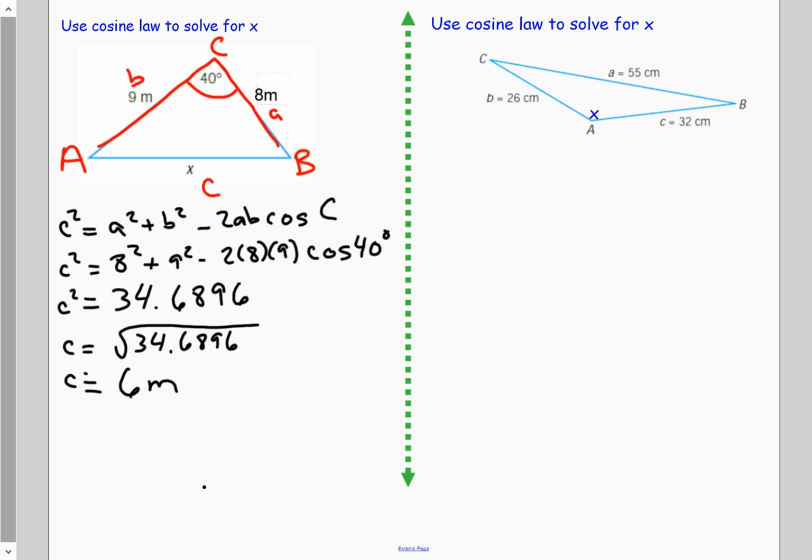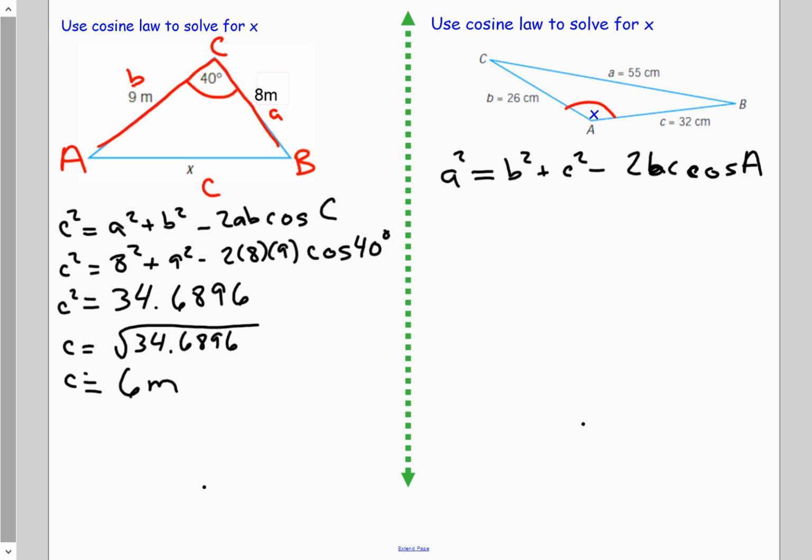If you're using cosine law to solve for an angle, so if you look here, we're missing angle A in the second example, all the sides must be given. Okay, and we're then going to set it up so that we start with little a, because eventually we want to find angle A, so cosine of A has to be at the end of the expression. We fill in everything else, so b squared plus c squared minus 2bc cosine A. Now, it is actually a little bit simpler to rearrange this first and isolate for cosine of A, so I'm going to do that before substituting the values in.